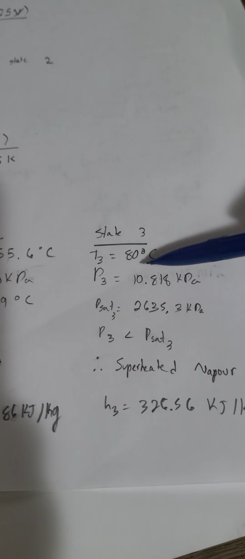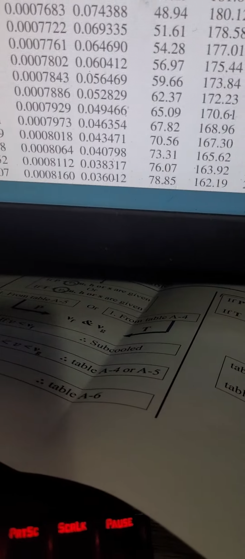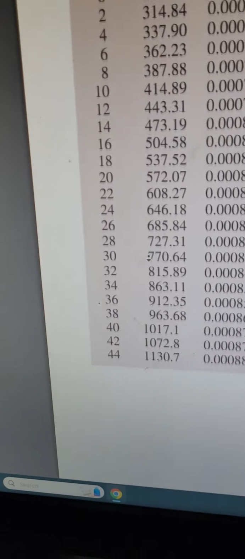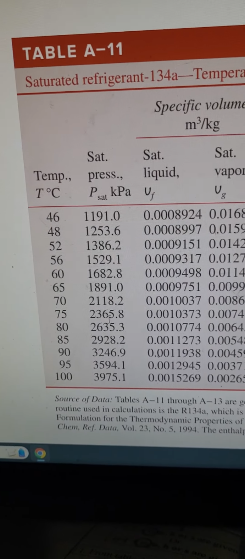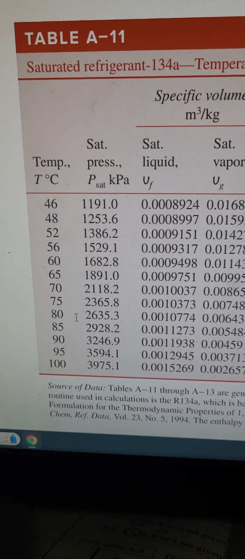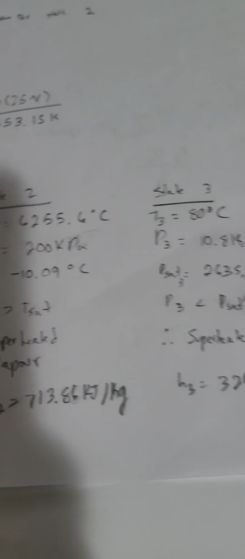And then for the last one, I would use a temperature of 80 degrees, using this table right here again. I believe 80 degrees, which would give a saturation pressure of 2,635.3. Put that there, kPa. At this time, it's less, which is the reverse of that, which should also give a superheated vapor.